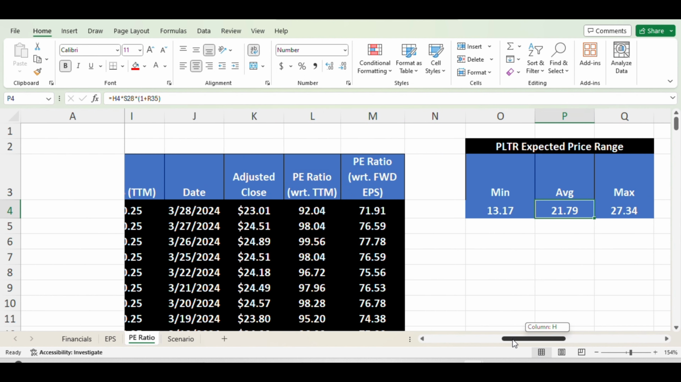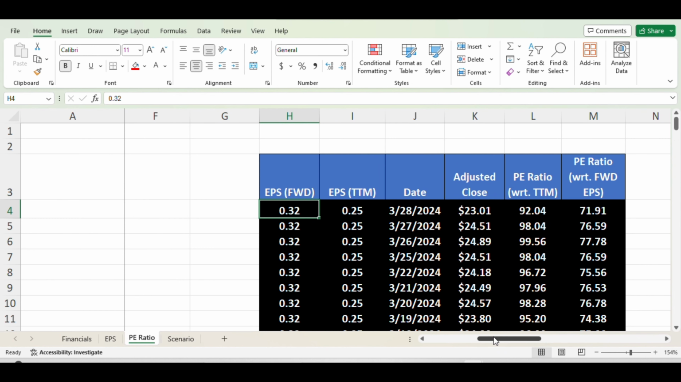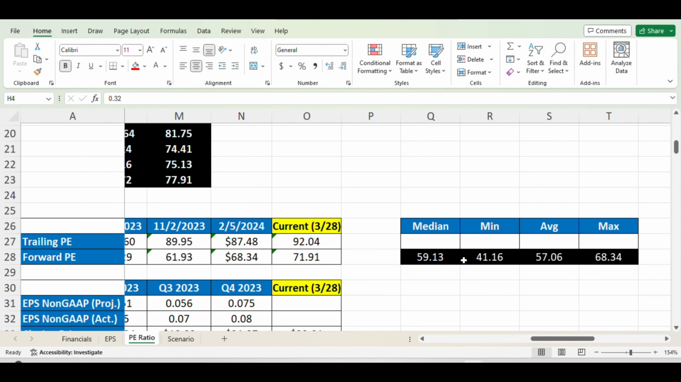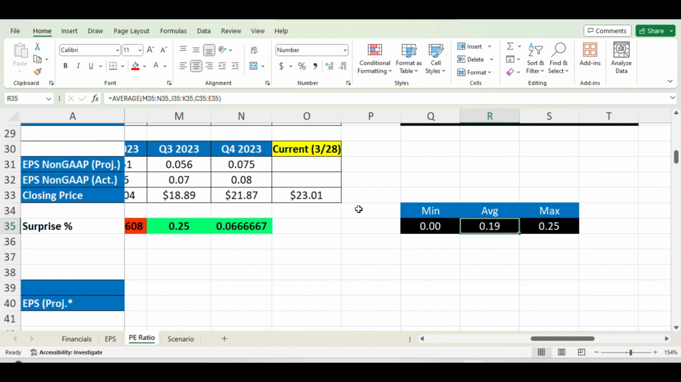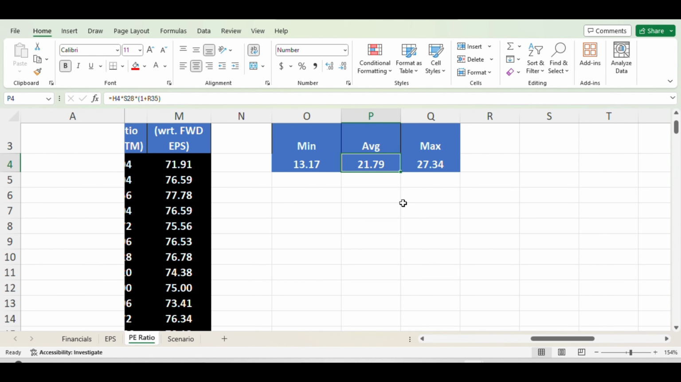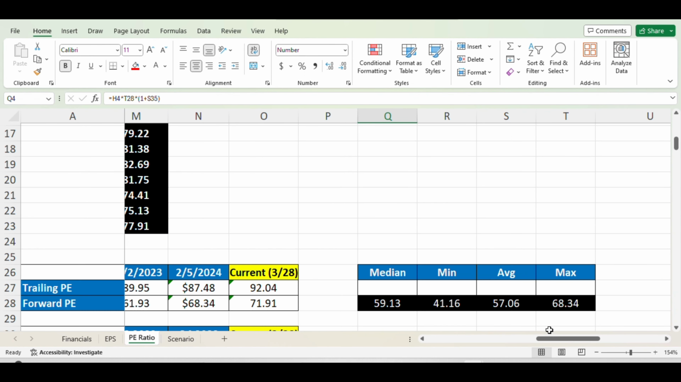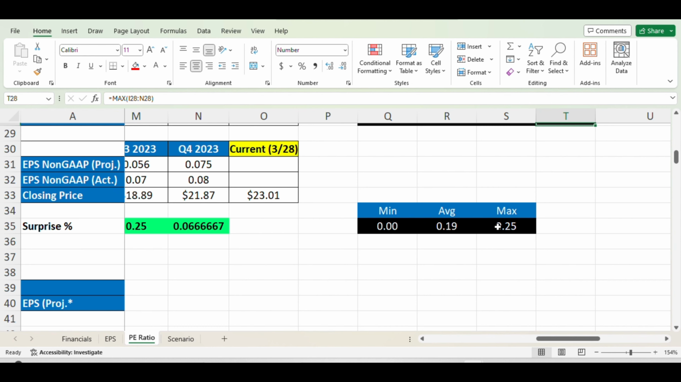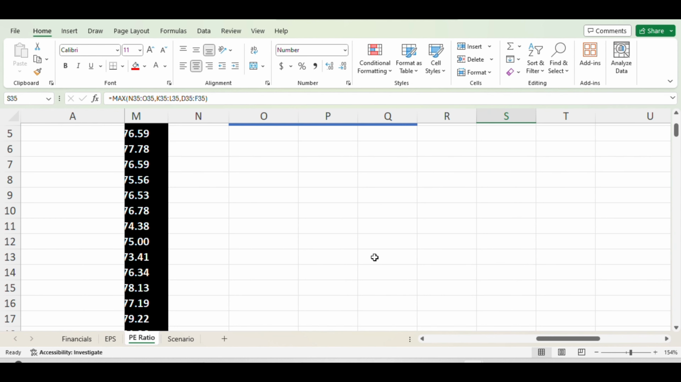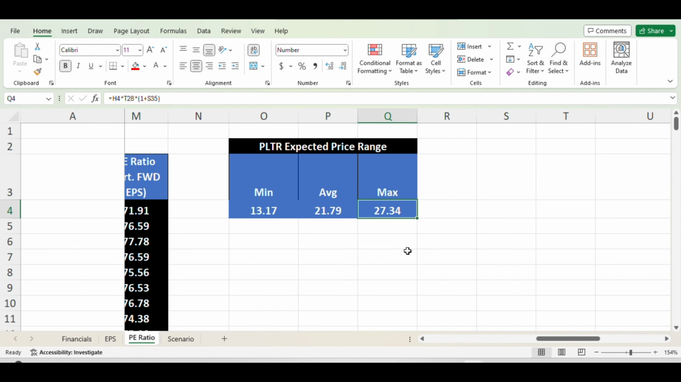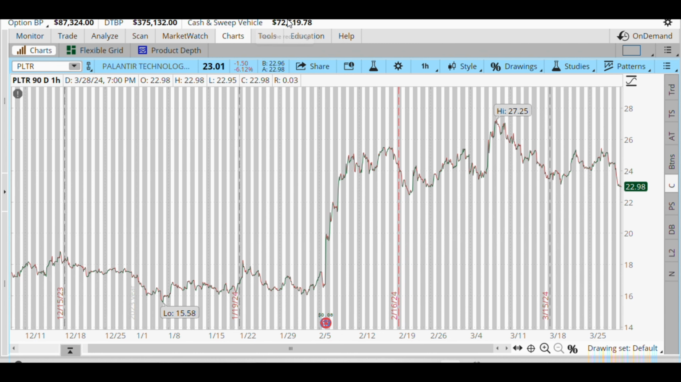Same formula for average using H4 and then multiplying with the average forward PE, that is 57, and then multiplying with the average earnings per price, that gives me 21.79. And same thing for maximum using the EPS forward and the maximum forward PE and then maximum earnings per price for last 12 quarters. So that gives me 27.34. So in my opinion, this should be the price range before the next earning release.